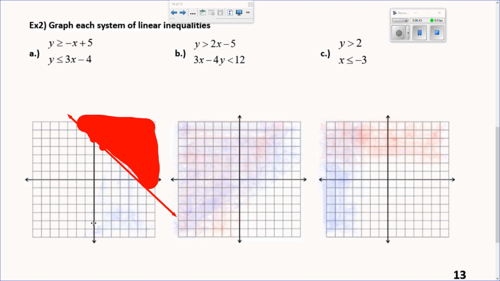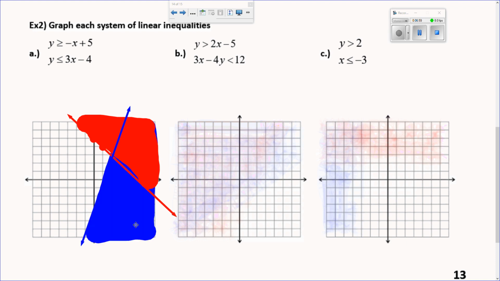And the next one we have minus y is less than or equal to 3x minus 4. What is the y-intercept? It's -4. And the slope is 3, so rise 3, run 1. Solid line, am I going to shade above or below the line? I'm going to shade below the line. Okay. And then there's that overlap right there.